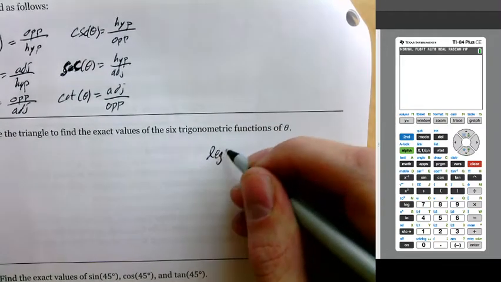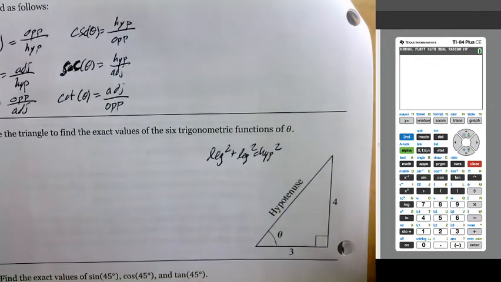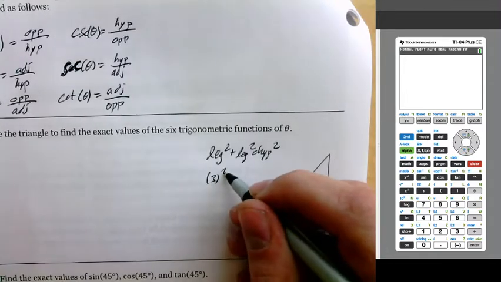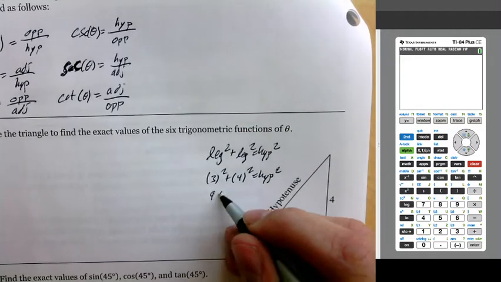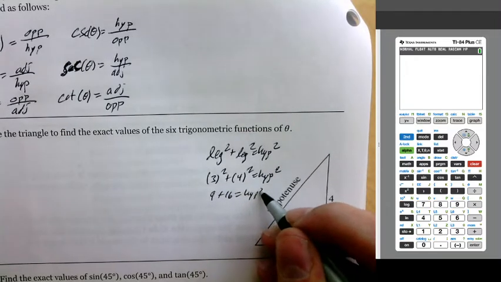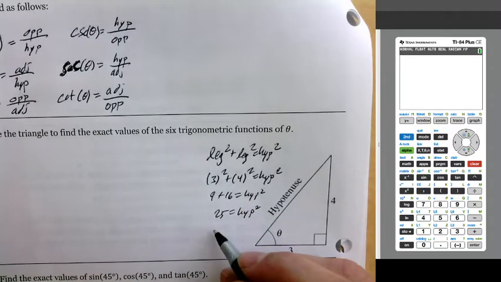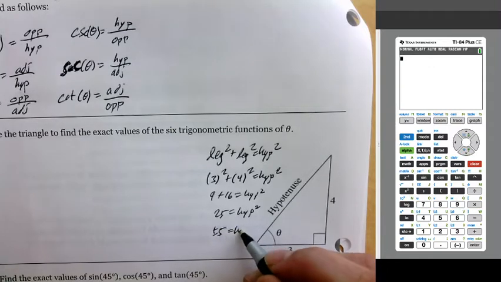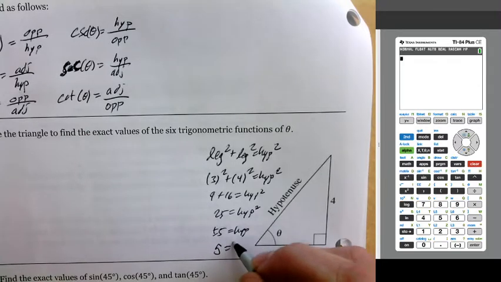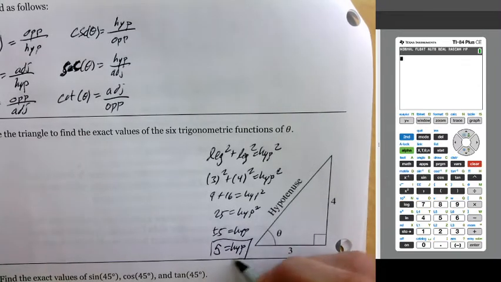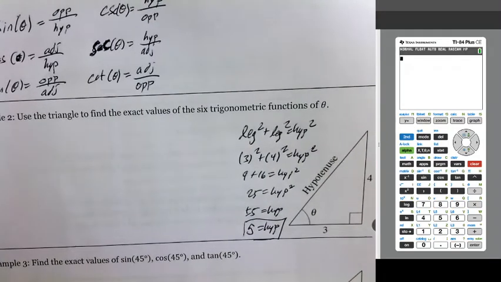The Pythagorean theorem says a leg squared plus a leg squared is hypotenuse squared. So in this case, one of the legs is 3, another leg is 4, and we want to solve for the hypotenuse. So we're going to get 9 plus 16 is the hypotenuse squared, or 25 is the hypotenuse squared. And if we square root both sides, we actually get plus or minus 5 is the hypotenuse. But since we're dealing with a triangle, it's a distance, we're going to choose positive 5 to be the length of the hypotenuse. So now that we have all the information we need, let's find sine, cosine, and tangent.